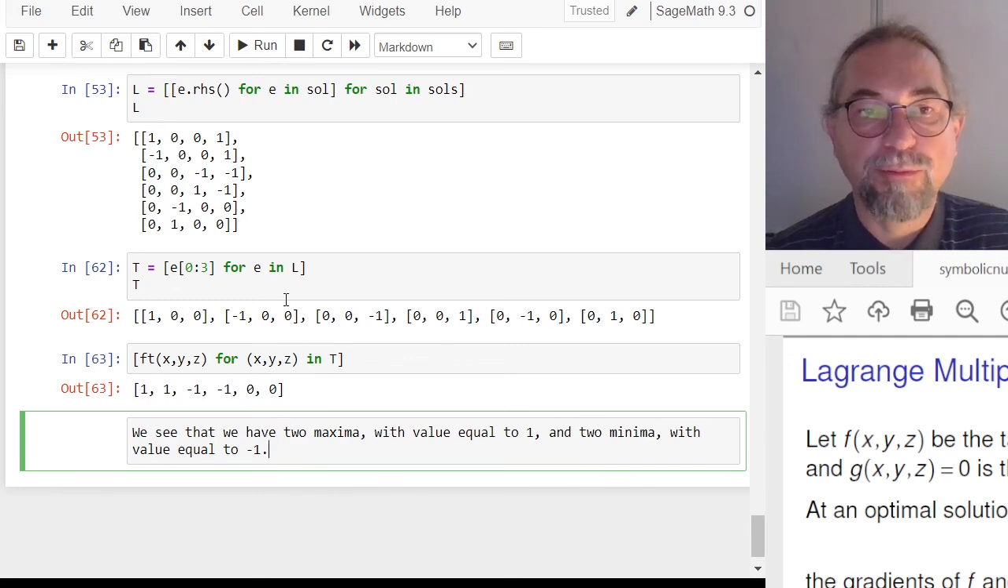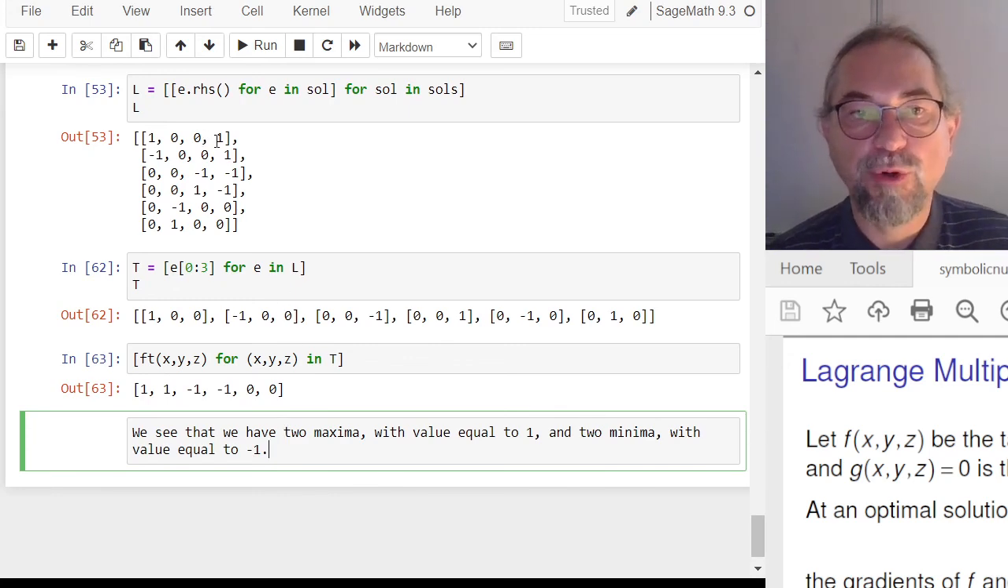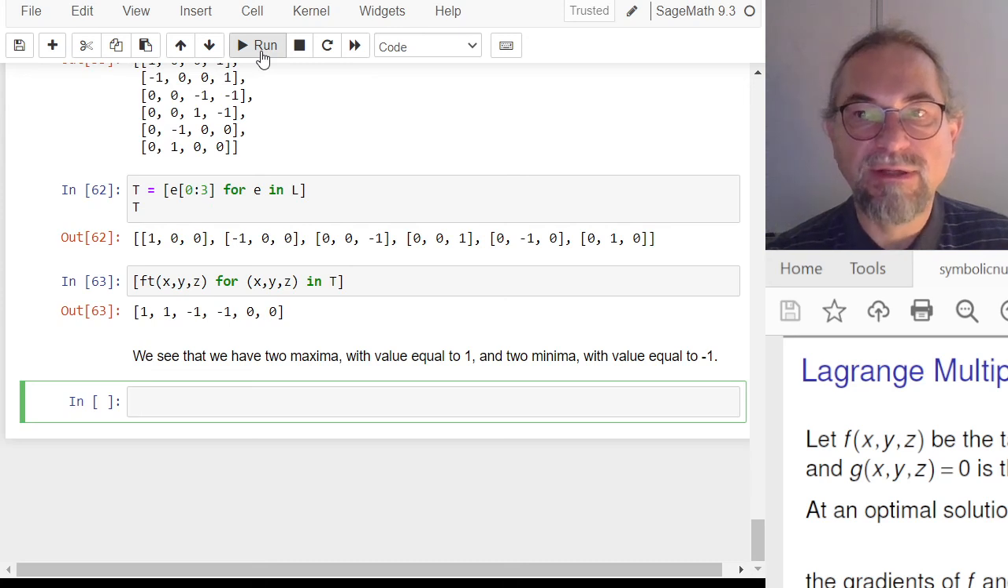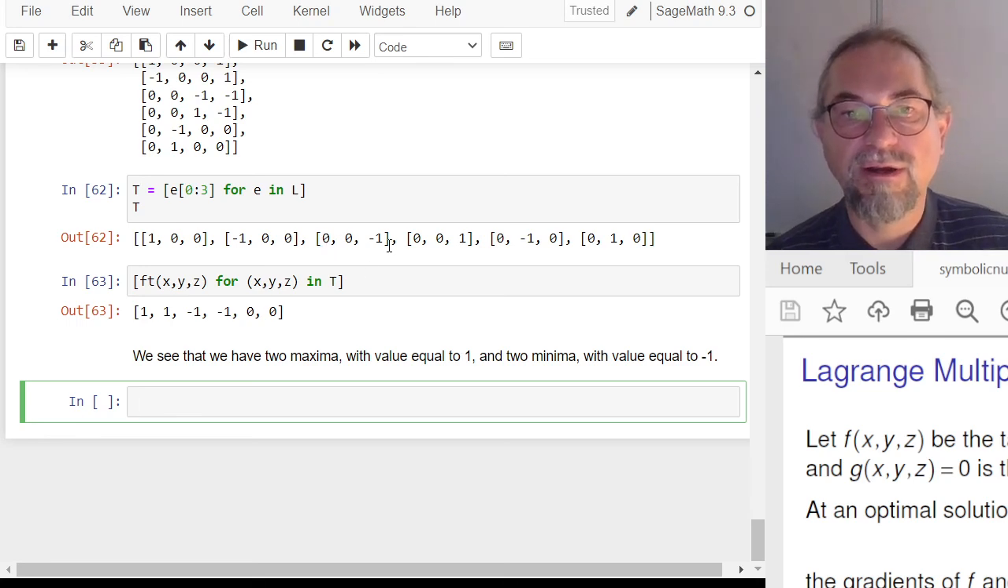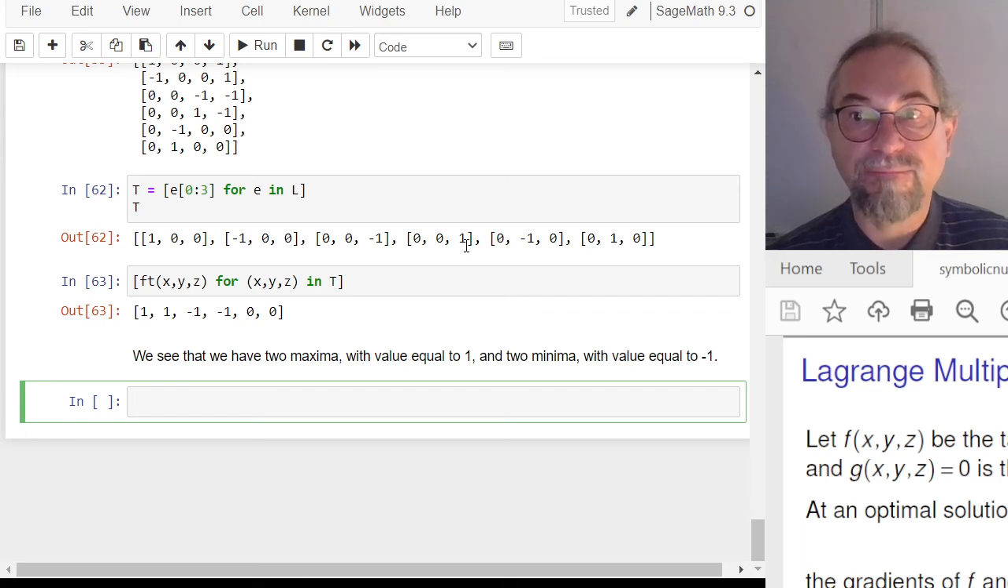So going back to the points, the first 2 points, 1, 0, 0 and -1, 0, 0, they are the 2 maxima, and the next 2 values are in the list. So here you see the list for -1 for z, +1 for z, we have minima.